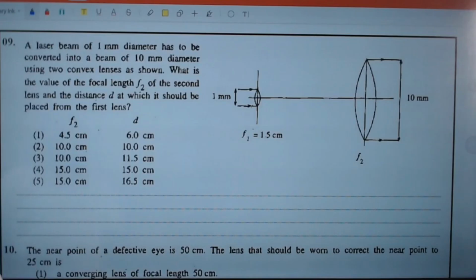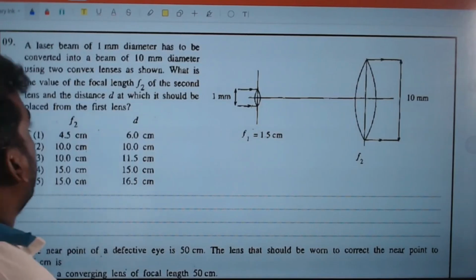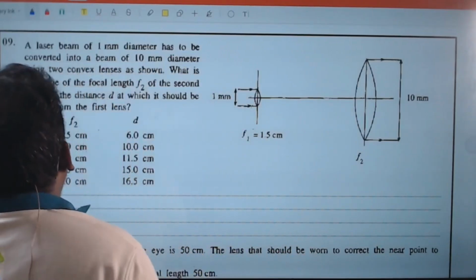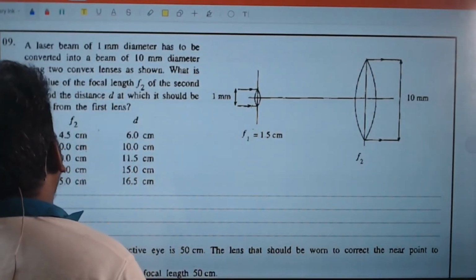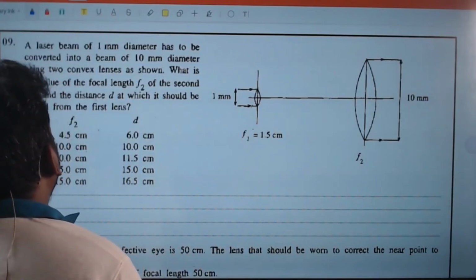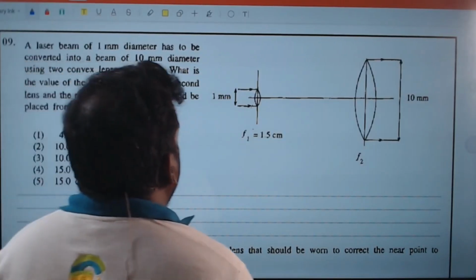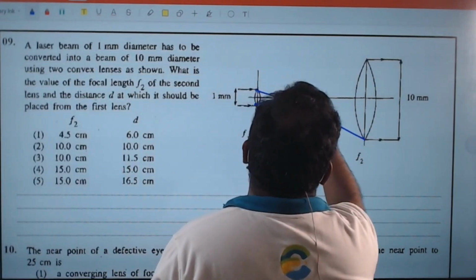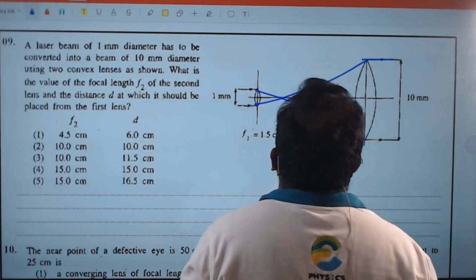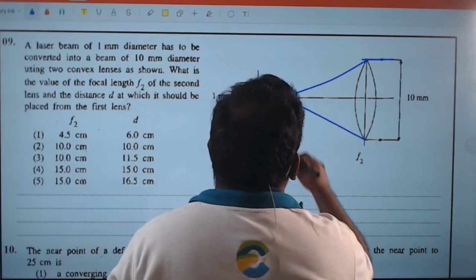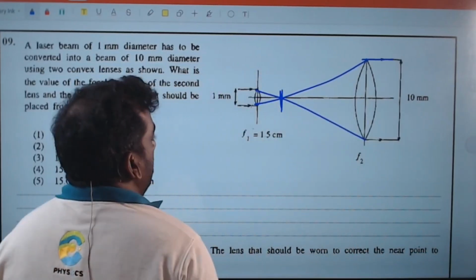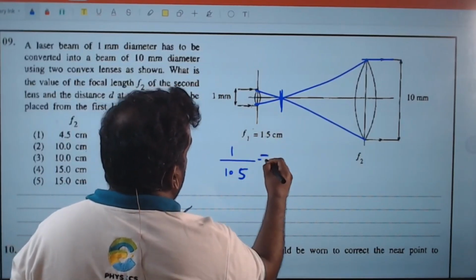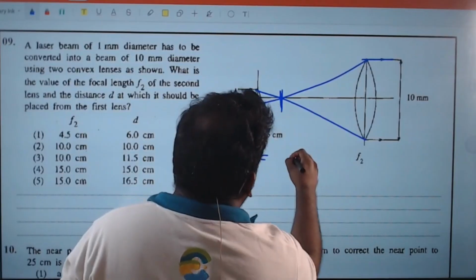Okay. A laser beam 1 millimeter in diameter has to be converted to 10 millimeter diameter. What value of focal length f2 for the second lens, and at what distance d should it be placed from the first lens? Focal length here. Using your basic knowledge, you should know this. Opposite over adjacent, that is equal to opposite over adjacent.